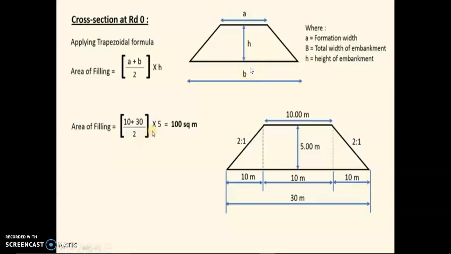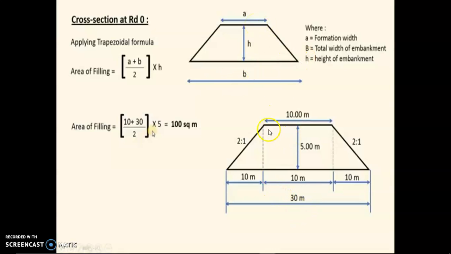Here we use the mean sectional area method, but it's your choice which method you want to use. Here we use the trapezoidal formula directly. We do not use the formula BD plus SD square into L here. We directly find the area with the help of the trapezoidal formula. We know the trapezoidal formula is (A plus B) upon 2 into H. We have been given A is equal to 10 meter. We have to find B.